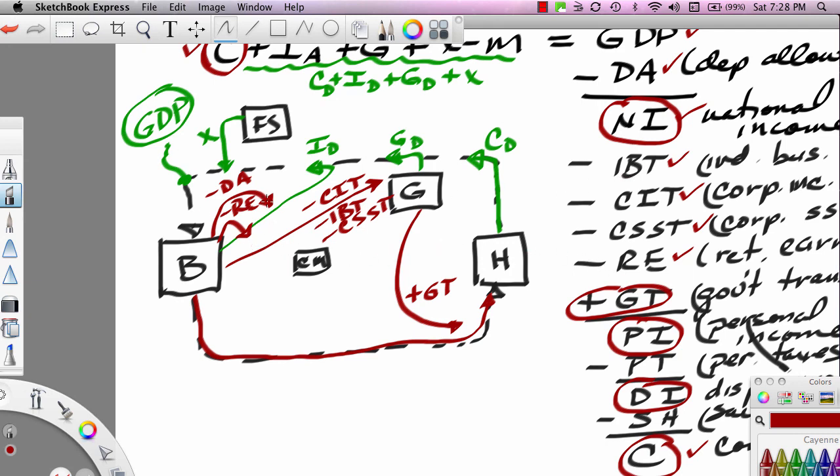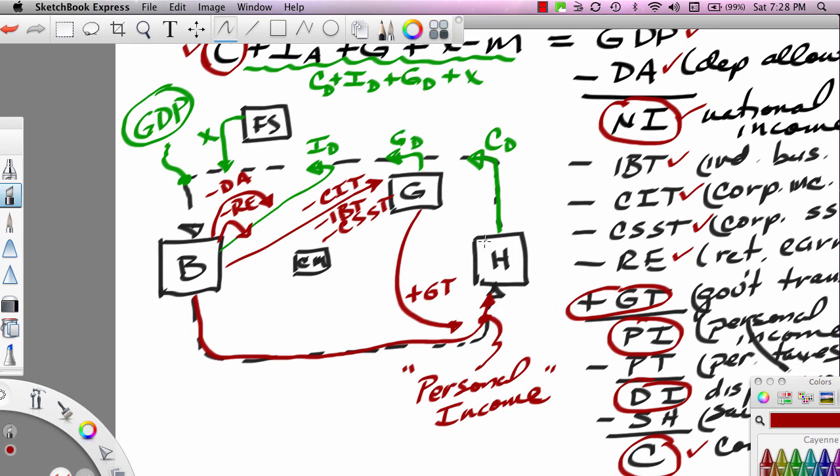So GDP minus depreciation allowances, minus indirect business taxes, minus corporate income taxes, minus corporate Social Security taxes, minus retained earnings, plus government transfers equals personal income. The only income figure you can see on the circular flow, complex circular flow, is personal income. You cannot see national income, and you cannot see disposable income, at least the way I have the model configured.